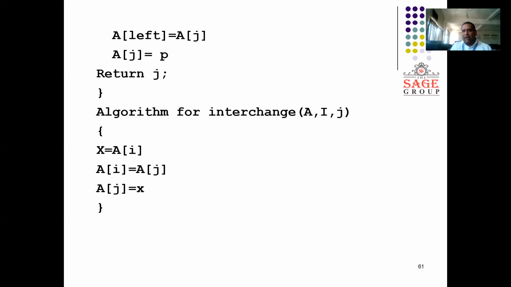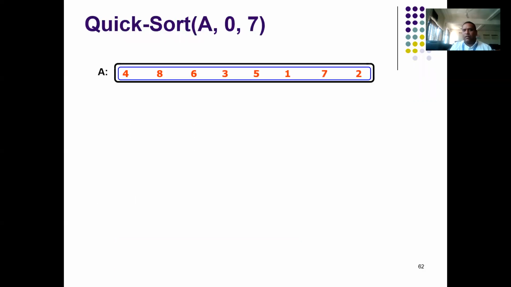Here is the interchange algorithm. How does the interchange algorithm work? Take a temporary variable x, put the a[i] value in x, a[i] equals a[j], interchange the value, and at the position of a[j], put the value from the temporary variable. This is how QuickSort works. Then this is the example.